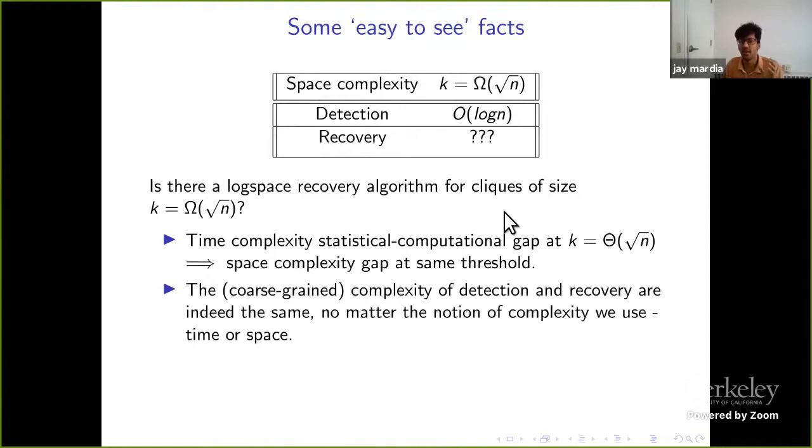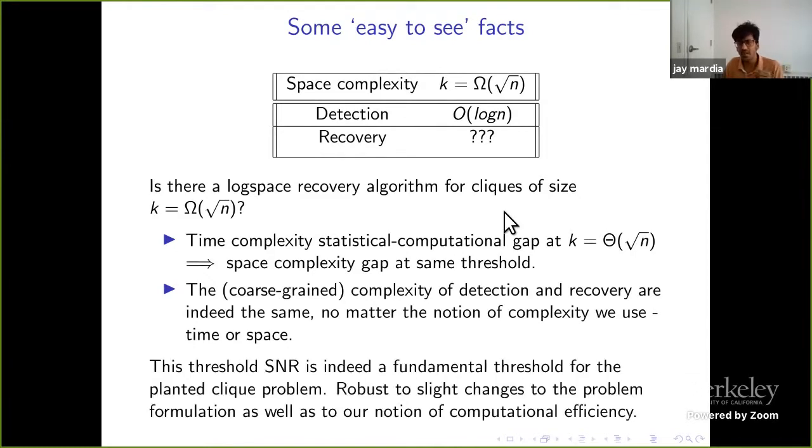They behave essentially identically. What this would do is, this threshold signal to noise ratio of omega of root n, we would believe it is indeed fundamental to the problem. It's robust to changes in our notion of efficiency, and it's robust to changes in what formulation we use, detection or recovery. So this is why we want a log space algorithm for this problem.